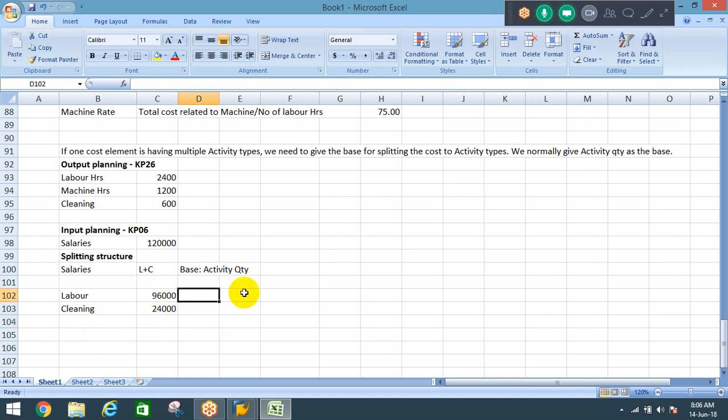ఫార్ములా కావాలంటే నేను చూస్తాను. 1,20,000 divided by 3,000 into 2,400.